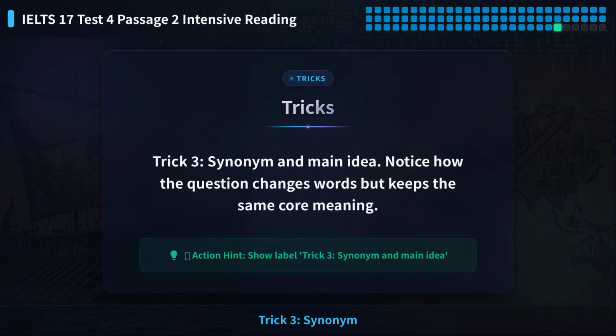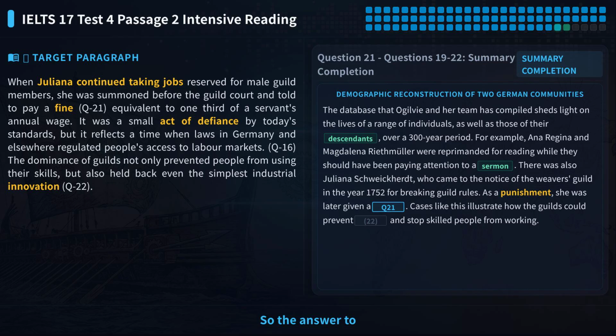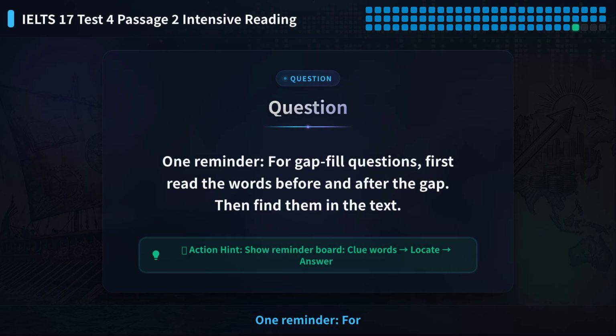Trick 3, synonym and main idea. Notice how the question changes words but keeps the same core meaning. So the answer to question 21 is fine. One reminder, for gap-fill questions, first read the words before and after the gap. Then find them in the text.